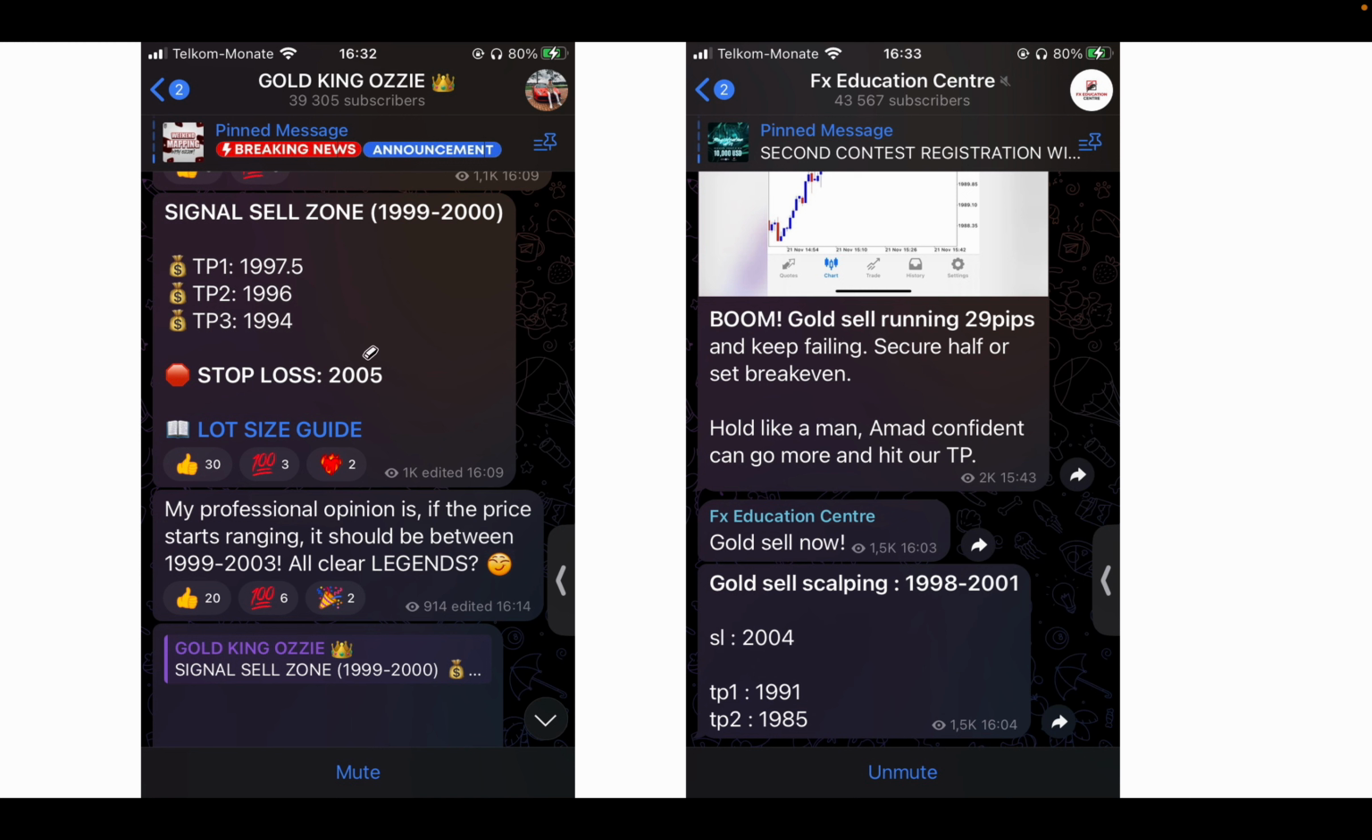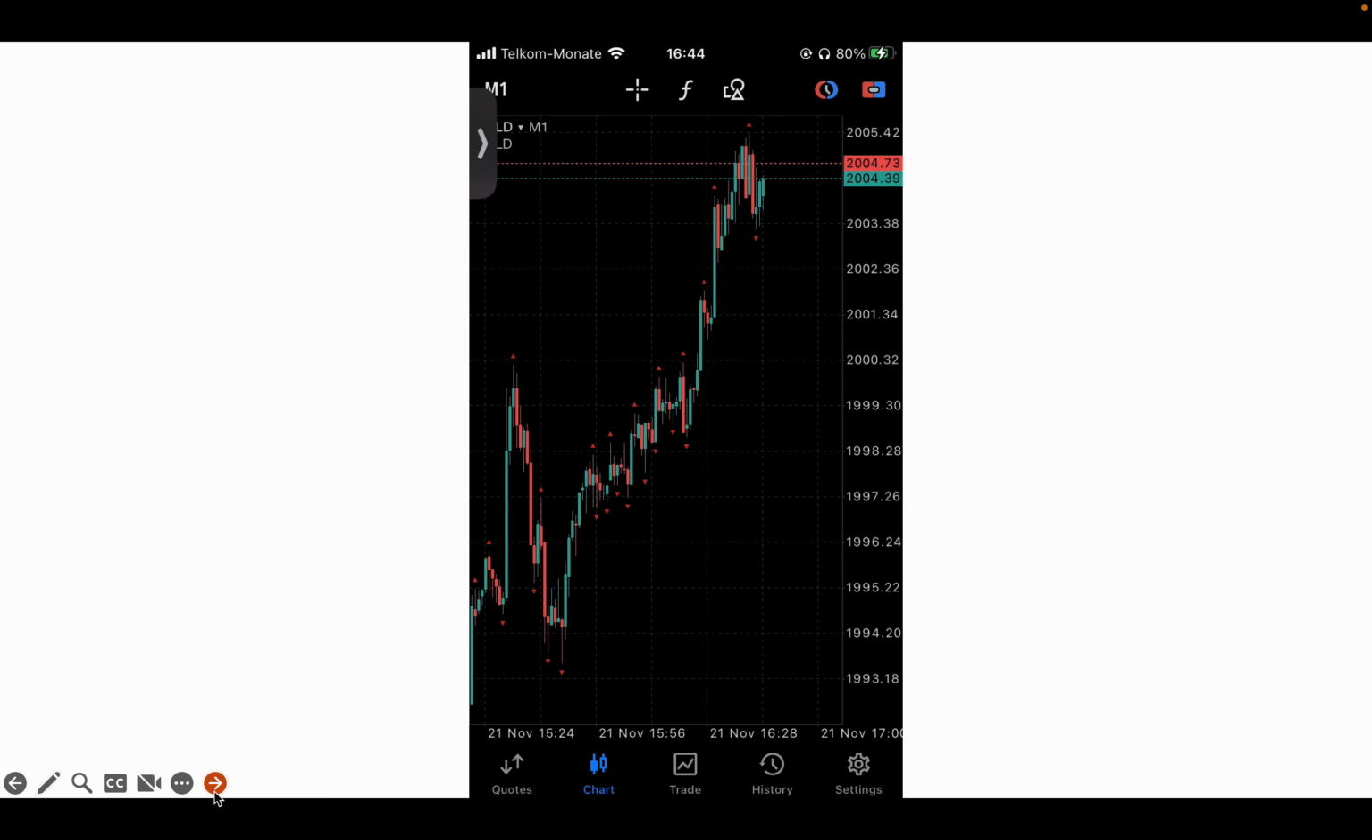The stop loss is 2005. The stop loss is 2004. That's the stop loss that they are suggesting to their subscribers, 39,305 subscribers. This person is suggesting to 43,000 people to put the stop loss at the 2004 dollar level on gold, the same asset, right? Gold. They're trading the same asset, right?